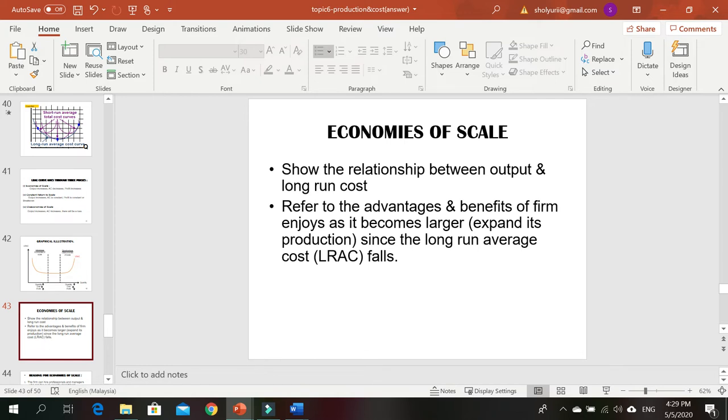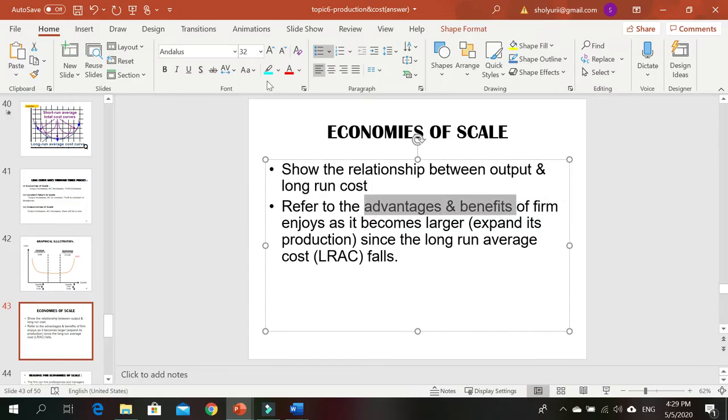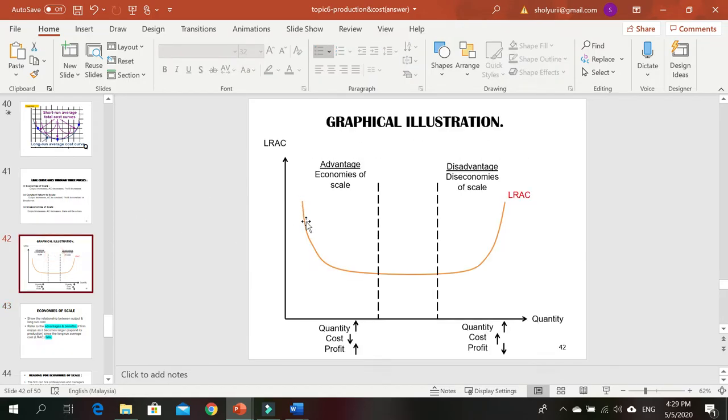What does it mean by economies of scale? It shows the relationship between output and long-run cost, and refers to the advantages and benefits a firm enjoys as it becomes larger, expanding its production, since the LRAC falls. Now our cost decreases because we produce more, but our cost decreases. So that is what we mean by economies of scale. On this side, when the cost is falling, this is economies of scale, the advantage. Well, the middle one is nothing, it's just decoration. The constant is just decoration, it has no meaning.